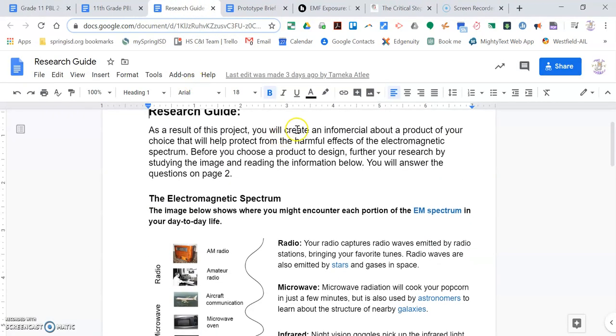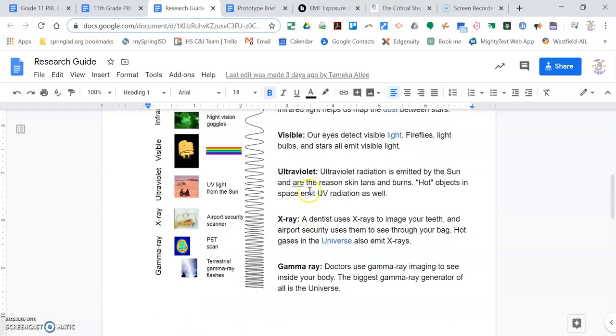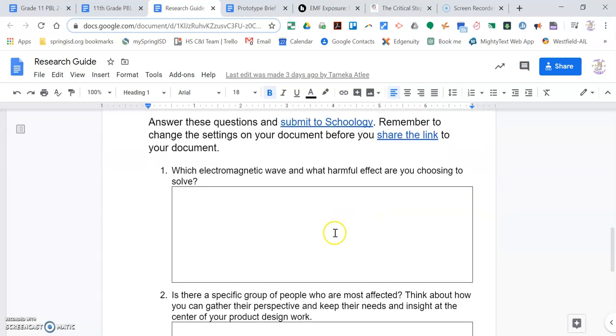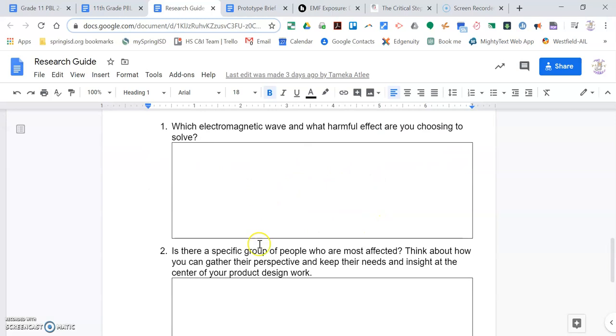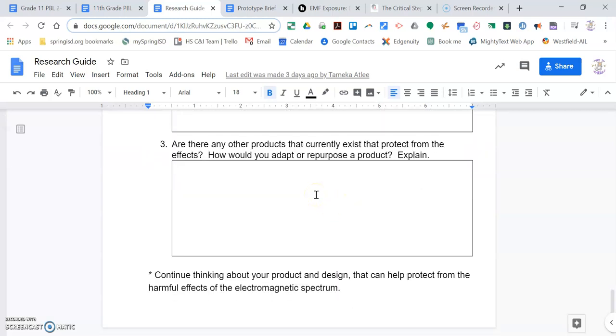And so the research guide kind of helps walk them through the waves or the rays in the electromagnetic spectrum. And then the students will just kind of sit here and answer these questions to help with their product design and product idea. Okay, and then they'll turn that into Schoology.